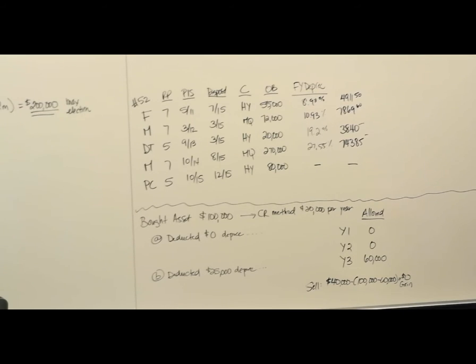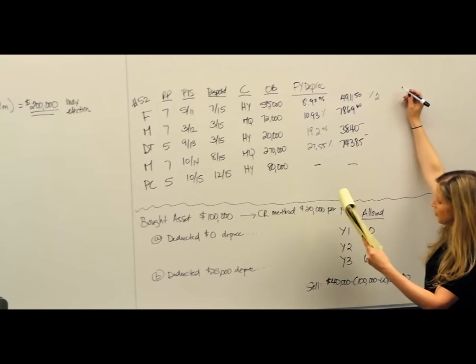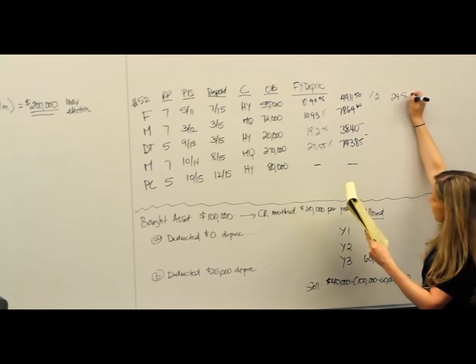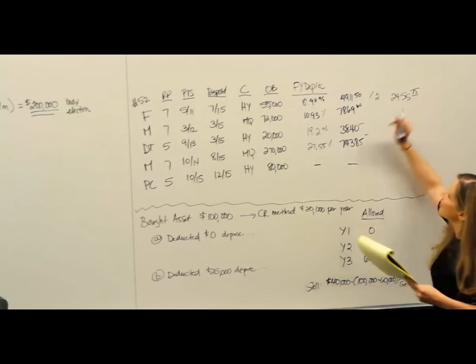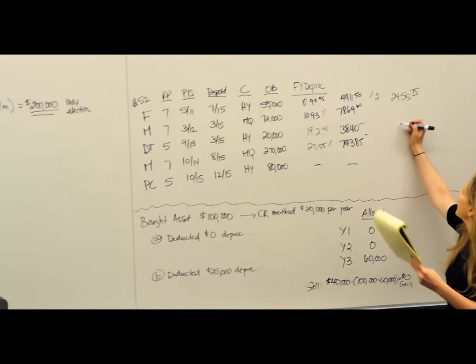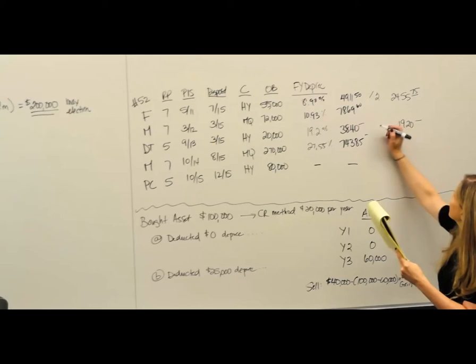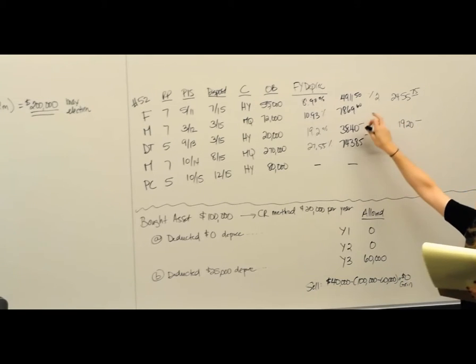Don't overthink this one, guys. What's its convention? 50%, half year. Okay, so divide it by 2, multiply it times 50%, whatever you want to do. It's 2, 4, 5, 5, 7, 5. Okay, we're going to do the same thing for our other half year asset, which will leave us with 1920. Okay, what about this one?